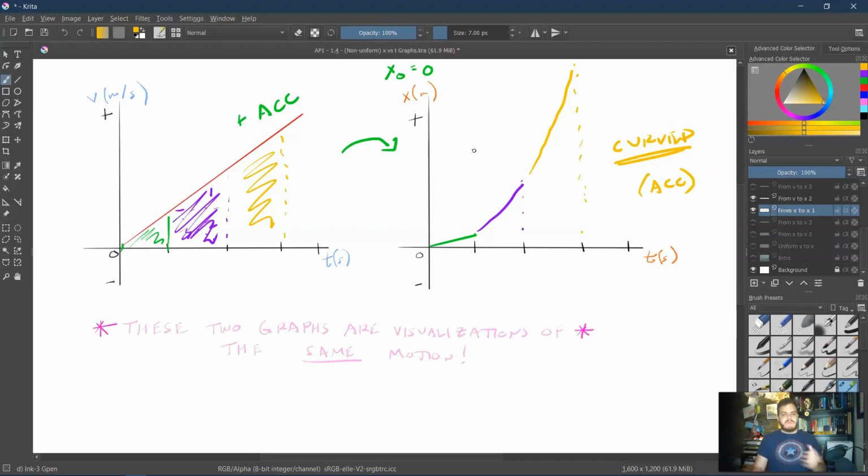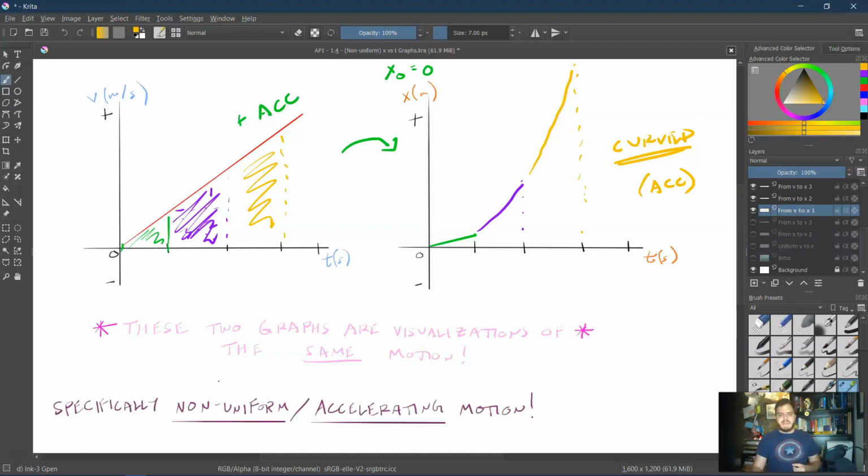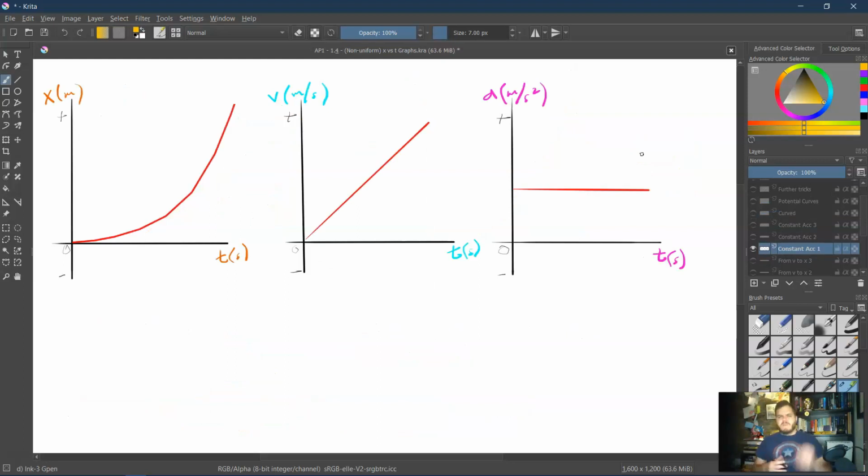And once again, these two graphs are visualizations of the same motion, representations of the same motion, but now we are looking specifically at non-uniform, otherwise known as accelerating motion. So we've already been familiar with position versus time and velocity versus time graphs, but now we're even going to start introducing acceleration versus time graphs, because when we have an acceleration, we can look at all 3 of these situations. So each of these graphs are actually tied together.